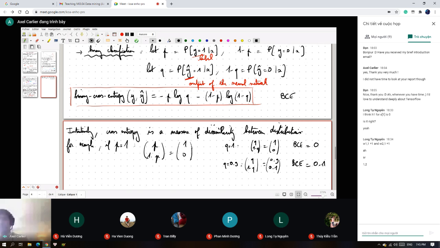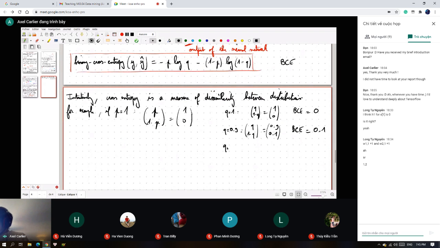So it's very small. Now, if we take Q equals 0.5, we have Q, 1 minus Q equals 0.5, 0.5. It starts to be quite different. Very different, even. 0.5, 0.5 is very different from 1, 0, so it's not a good prediction, and in that case, BCE is equal to 0.7.